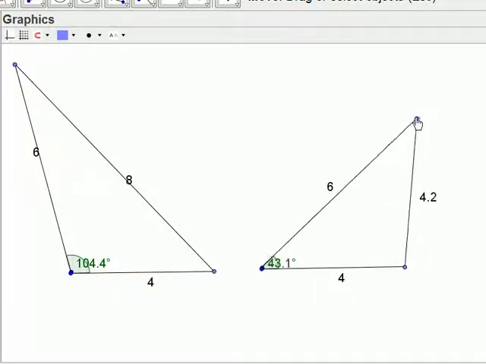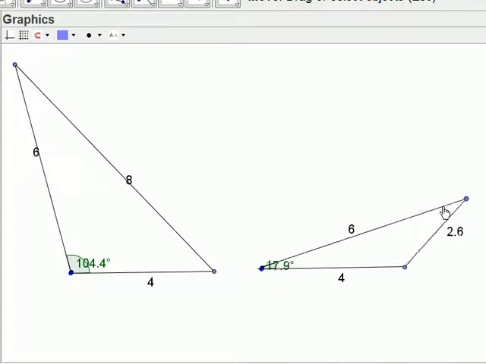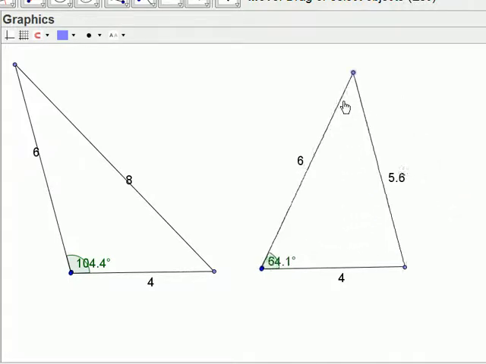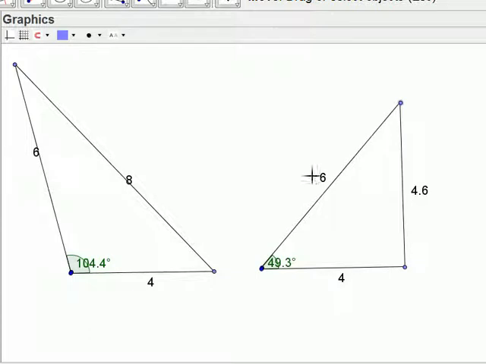Now I could even make this smaller. Watch, if I make that angle smaller, then that side gets smaller, as you can see. So you're comparing two triangles as the 6 and the 4 stay the same, but as the angle increases, the side opposite that angle increases. And that's what it's telling you. It's kind of good to see visually and see the numbers actually change like that.